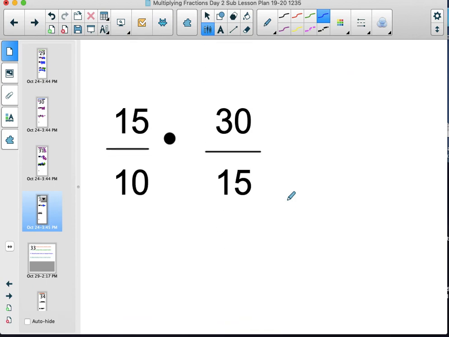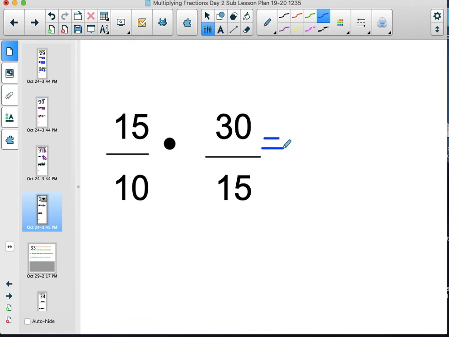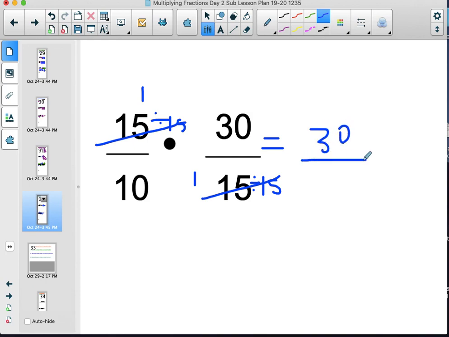So I think this is the last one of this kind. What I would suggest is, when you see 15 over 15, I would immediately simplify that by dividing by 15. That is going to make your life so much easier. 15 divided by 15 is 1. 15 divided by 15 is 1 again. You get 30 over 10, which we know 30 divided by 10 is 3.